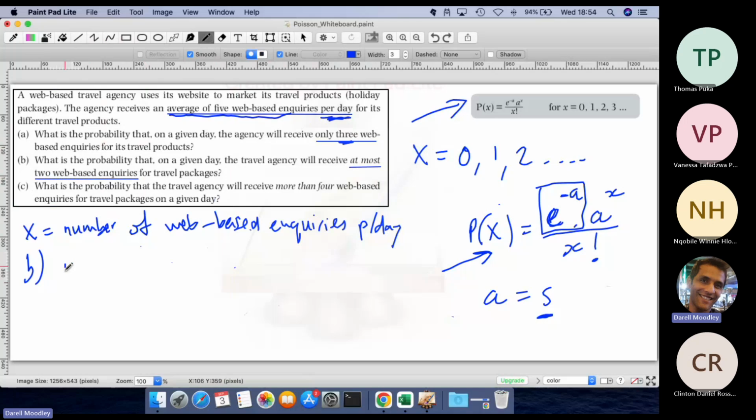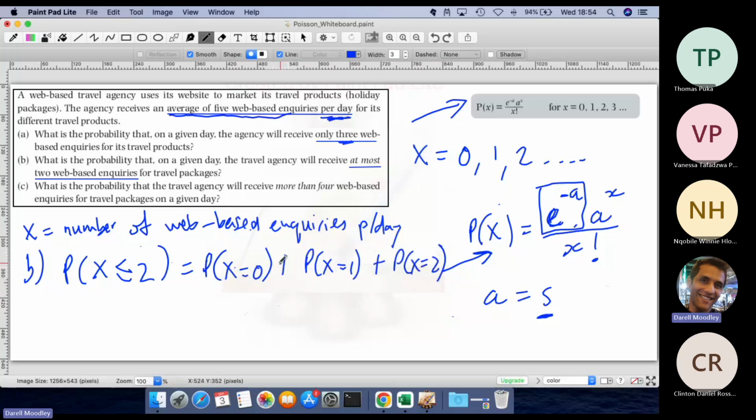So they're asking, what is the probability that X is at most 2, which is X less than or equal to 2? That's what you need to work out. So that means you need to work out the probability of X equals 0, the probability of X equals 1, and the probability of X equals 2.